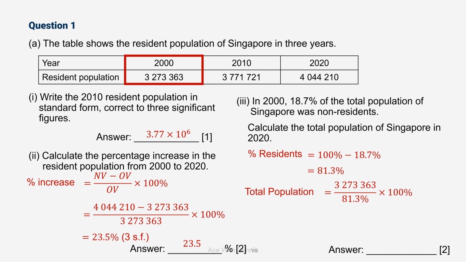3,273,363 divided by 81.3% and then times with 100%. And we'll get 4,030,000 rounded off to 3 significant figures. Hence, this will be the answer.